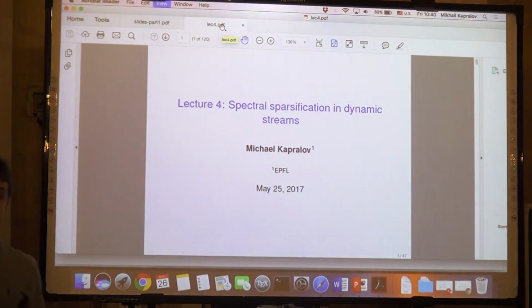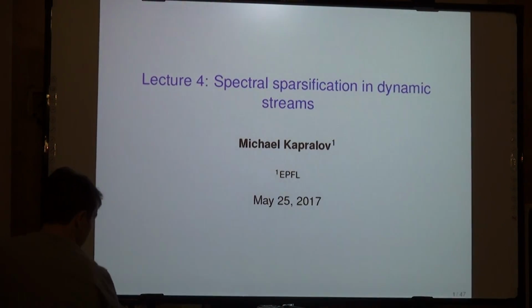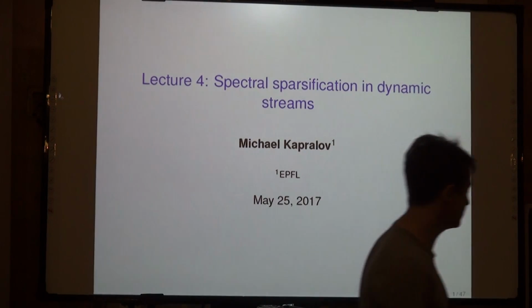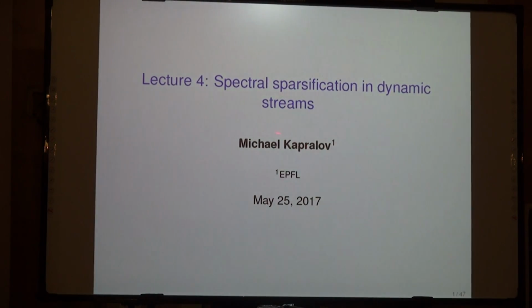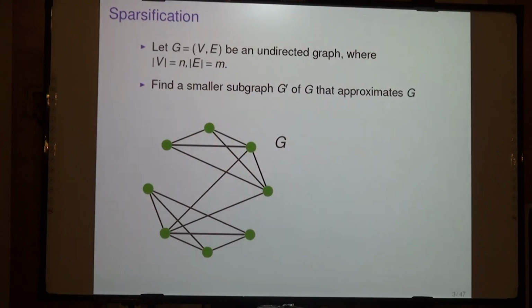Okay, so in that case, let's move on to more powerful primitives for approximating graphs, for compressing graphs and preserving some interesting information about them. So I will talk about spectral sparsification in dynamic streams. And naturally, the motivation is that we have huge networks today and we want to compress them and preserve certain properties. So for example, community structure. If you want to preserve community structure, then you do want to preserve cuts, or you want to preserve properties of random walks and various questions of this type.